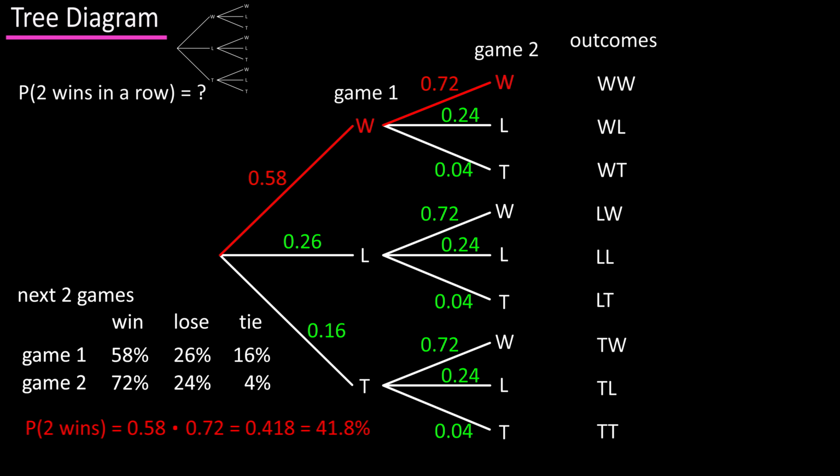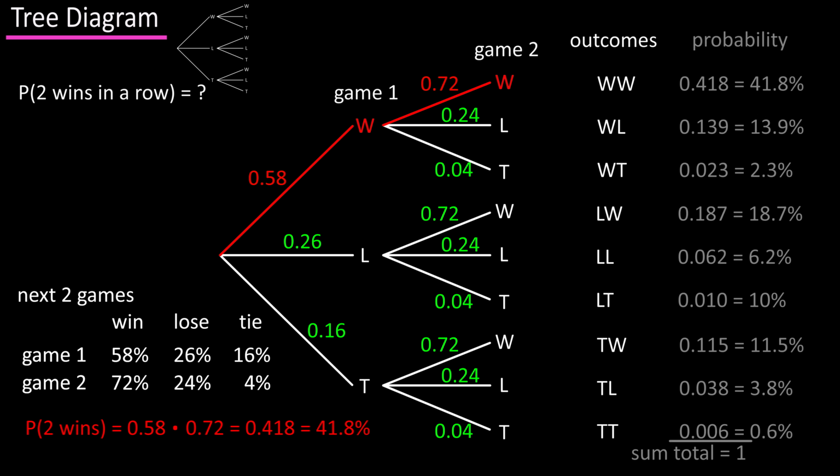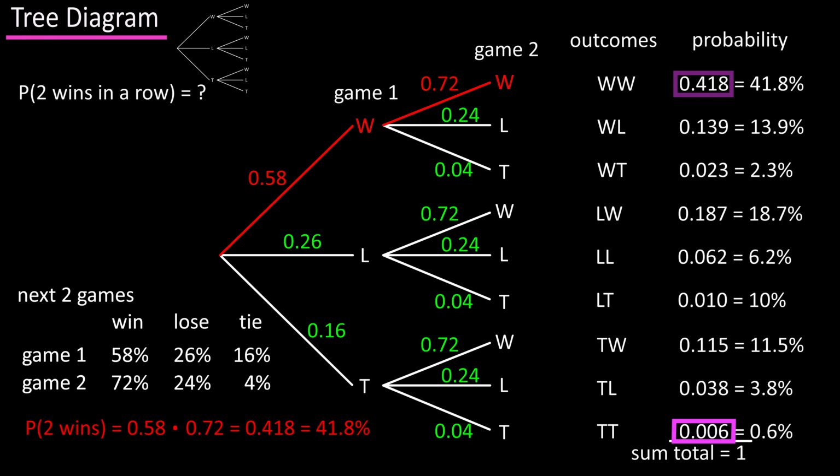On the right, I've listed the 9 possible outcomes, and by totaling all of the probabilities, we see the lowest probability is a tie and a tie at less than 1%. And the highest probability is actually to win game 1 and win game 2. But you can see this gives you a nice visual to look at and understand, rather than just numbers, which can oftentimes make it easy to get lost and confused.